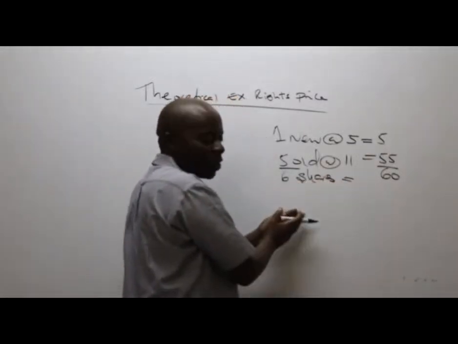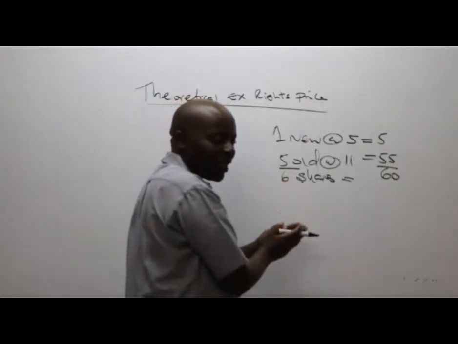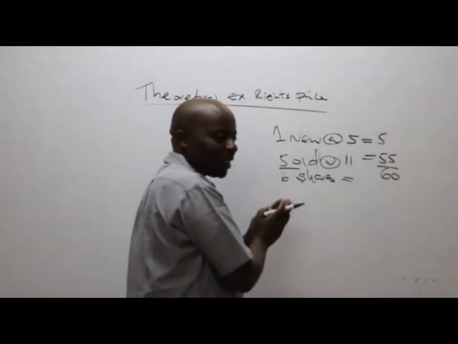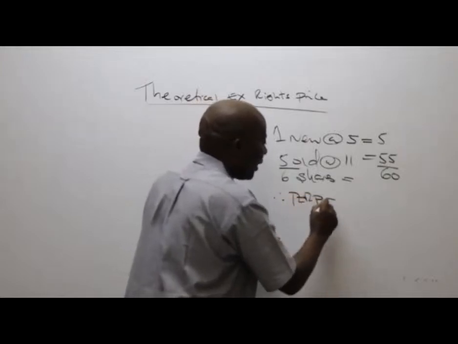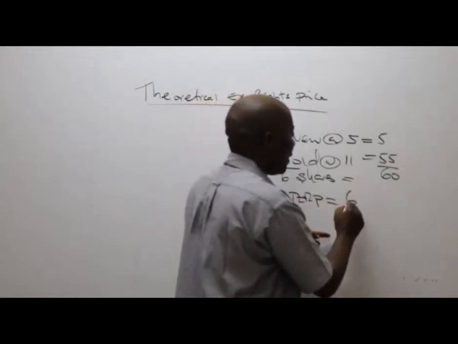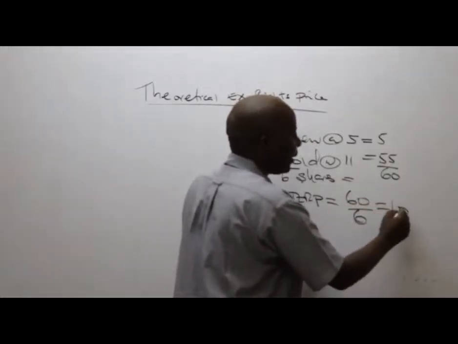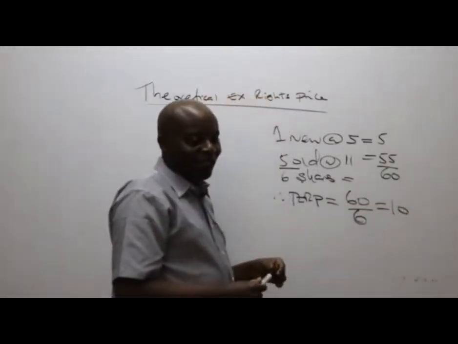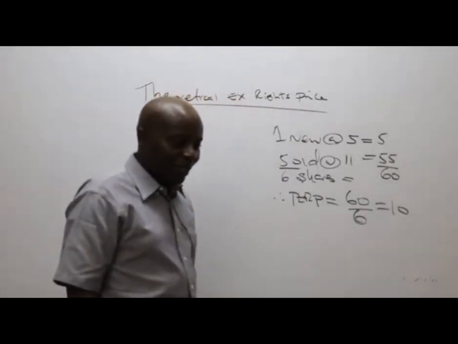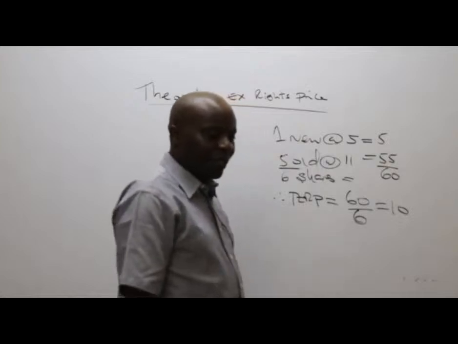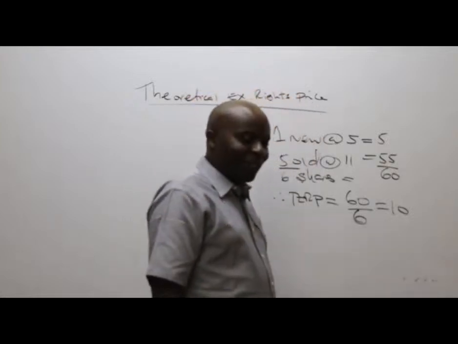Then how about 1 share? Once you give us that 1 share, then you are giving us the theoretical X-rights price. Therefore, the theoretical X-rights price here will be 60 divided by 6, which gives us how much here? Somebody, which gives us 10 like that. The theoretical X-rights price is 10. That is so important to me.